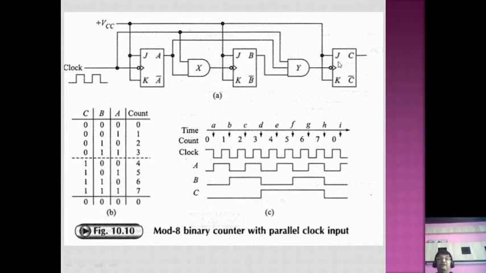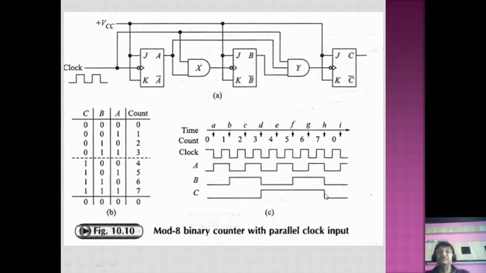So whenever A and B are high, in this waveform also you can see that whenever A is high and B is high, the clock pulse is available to flip-flop C, and at the negative edge of the clock pulse here at point D, flip-flop C is toggled. Again, when A is high and B is high, and the negative edge of the clock pulse occurs, flip-flop C is toggled.